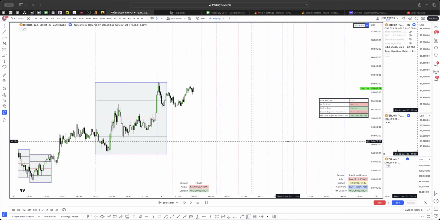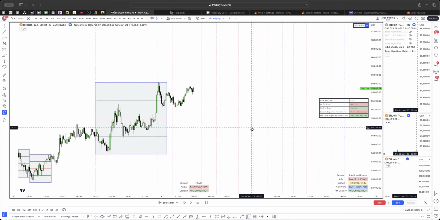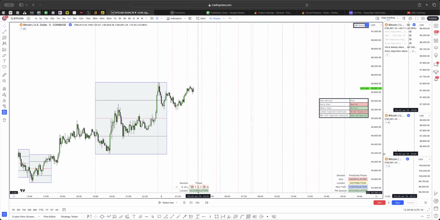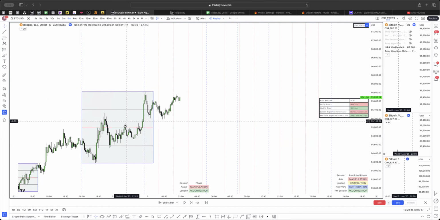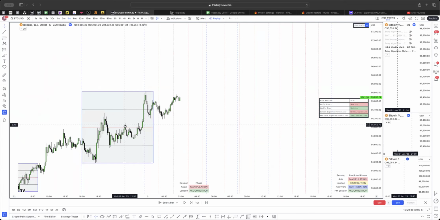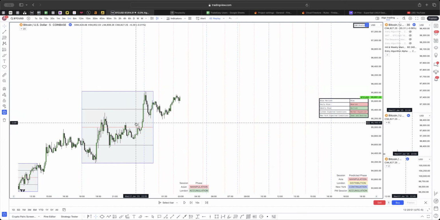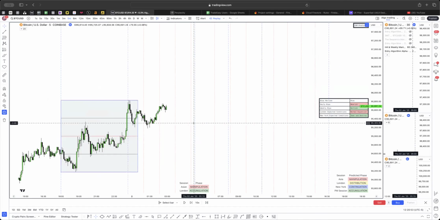All right. Now, in the Trade Easy dashboard, what you can see is that we have Asia being manipulation. Okay, so that means I understand that the day is going to be quite easy because we are getting in Asia that was the distribution. So they're going to have a daily profile that's going to be a continuation, right?